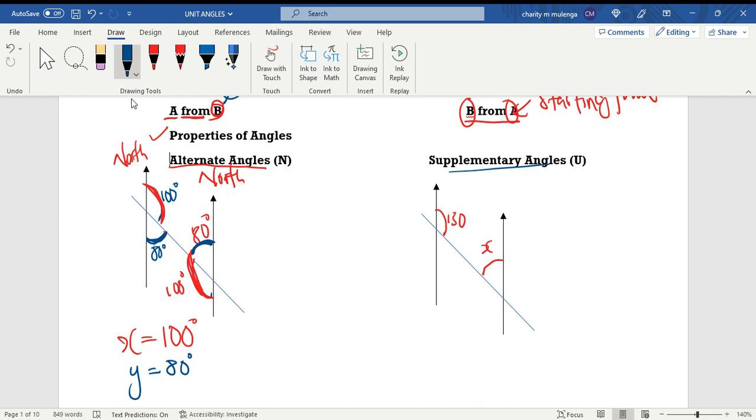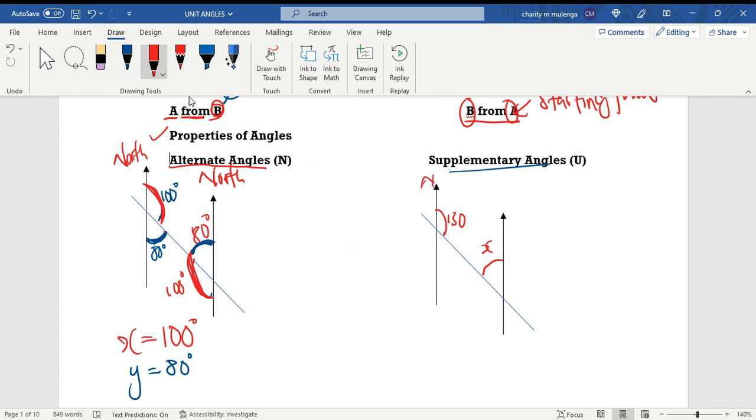Let's come to supplementary angles. Supplementary angles are angles that form a U shape. So if you have two north lines like this, the angles inside here, x and y, these two angles add up to 180 degrees. So the moment you see two north lines forming a U shape, it means that they are supplementary.